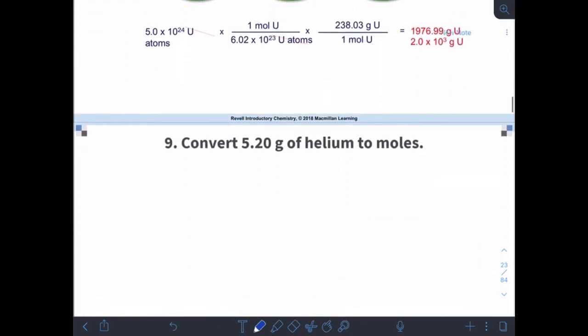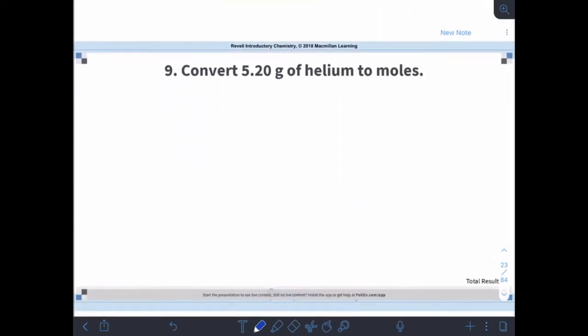All right, let's take a look at our next problem. Question 9, converting 5.2 grams of helium to moles. So noticing what we have in the problem, we have grams and we have moles. That tells us molar mass. So our molar mass of helium is 4.00 grams per mole, and I take that right off the periodic table.